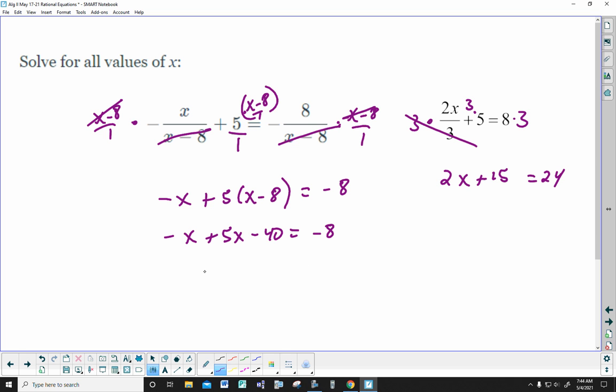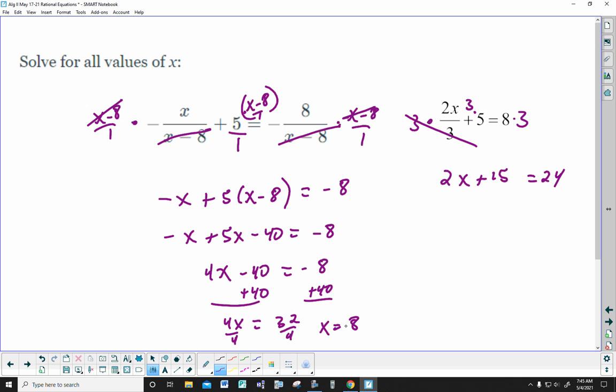Now I can collect like terms. And now it's just like solving the equations originally. I'm going to add 40 to both sides. So I get 4x is equal to, what would that be, 32? Then divide by 4, and you get x is equal to 8.